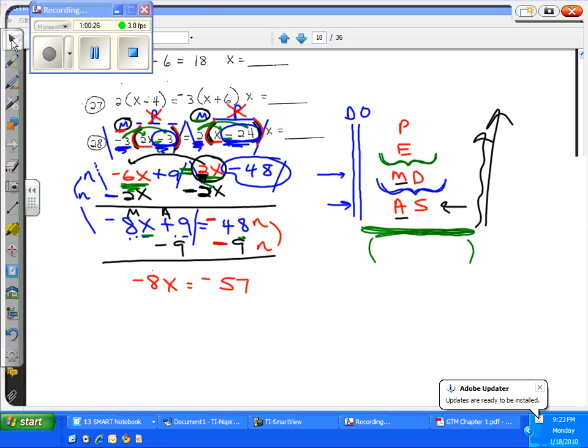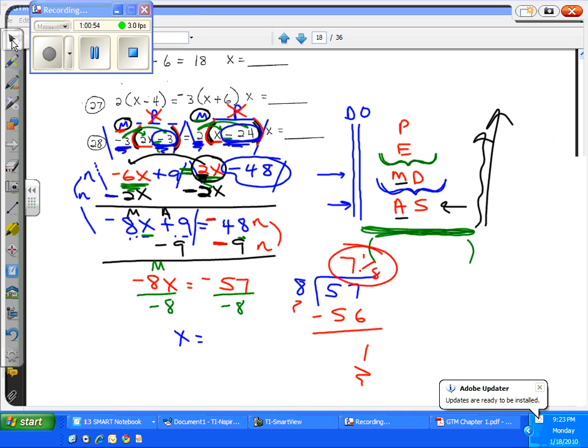Now we're going to undo multiplication by division, and we divide it by itself, negative 8. And so we get x equal 57 divide 8. We're going to make it a mixed numeral. 8 will go into 56 7 times. 7 times 8 is 56 with 1 left over. We put the remainder 1 over the divisor 8. And we have 7 and 1/8. When you divide with the same sign, the answer is positive. So it's a positive 7 and 1/8.